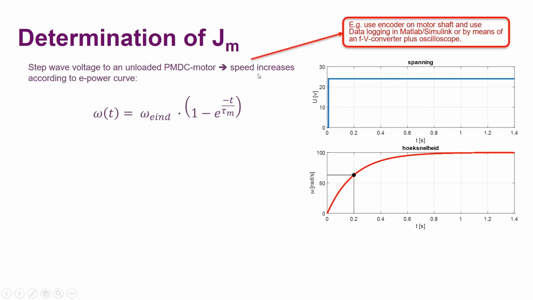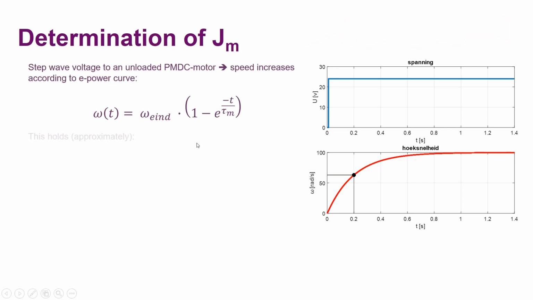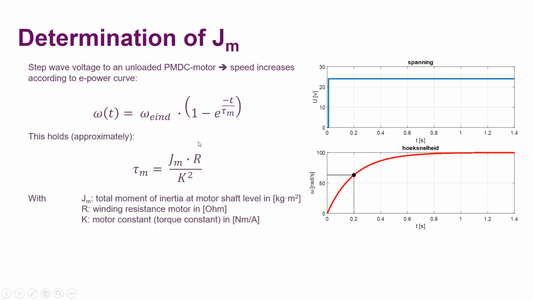How do you measure the speed? Well, you can do it either by using an encoder on the motor shaft and use data logging in MATLAB Simulink, or you can do it by using a frequency to voltage converter and put the output of that FV converter, for instance, on a socket, to an oscilloscope.